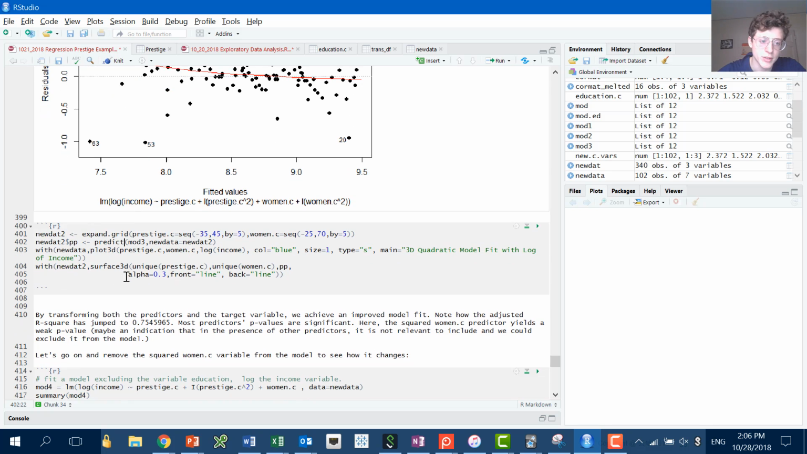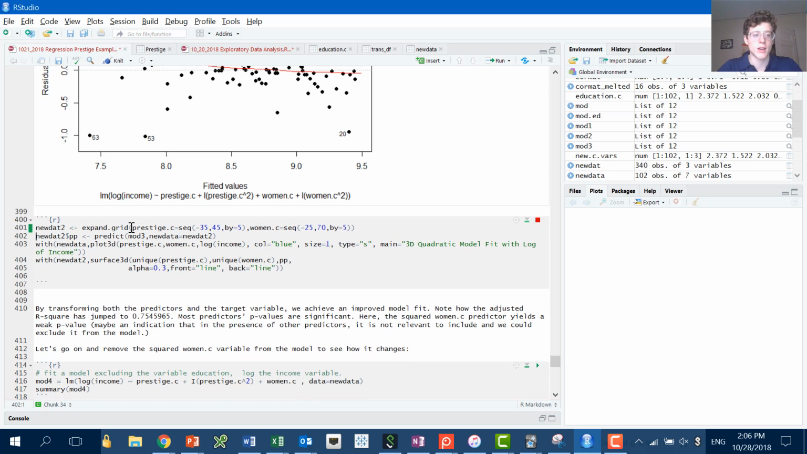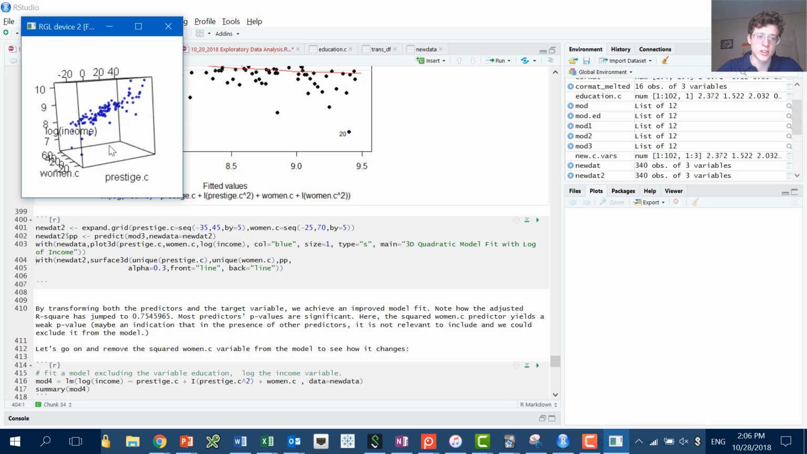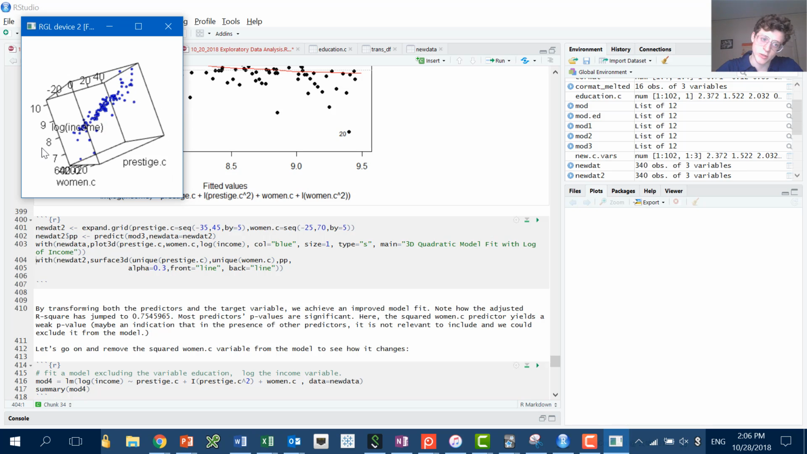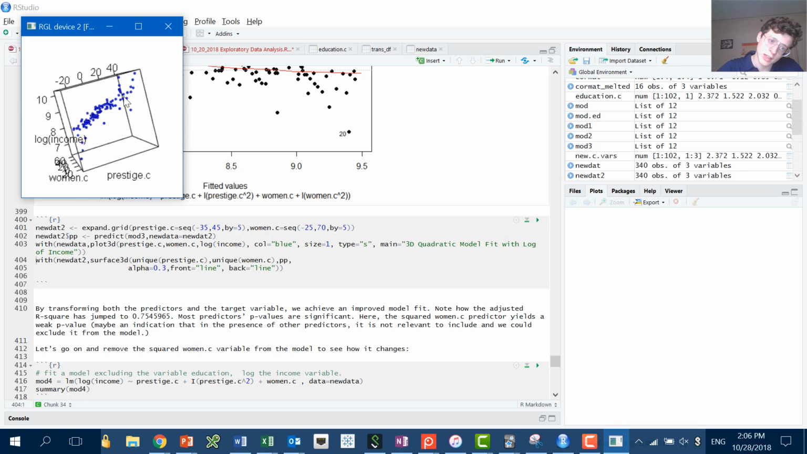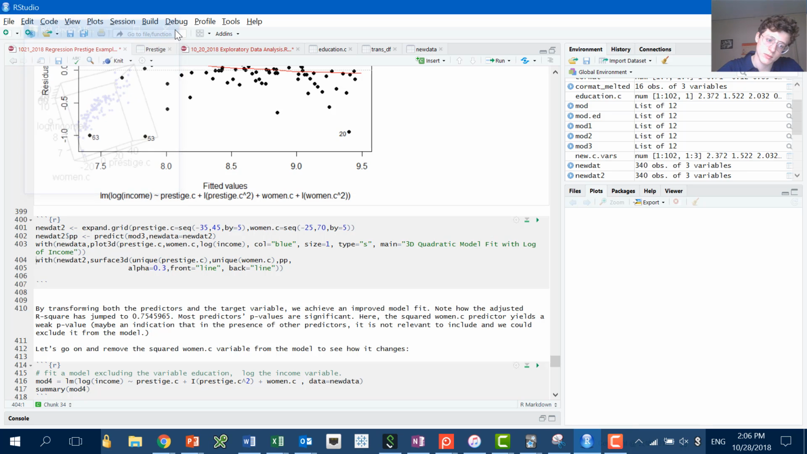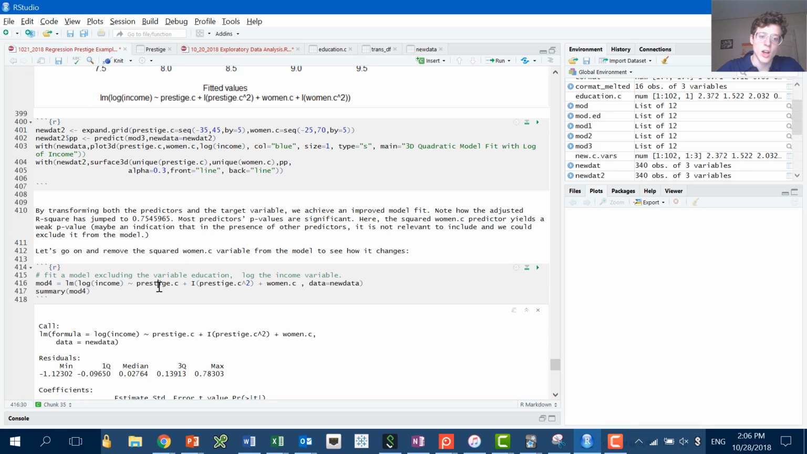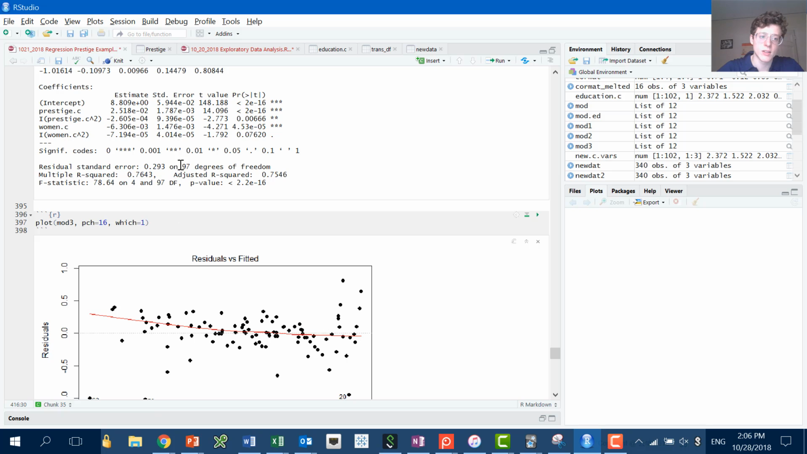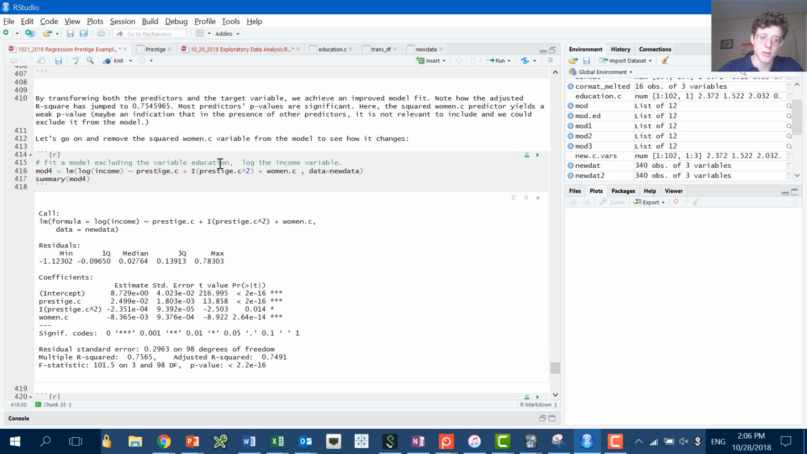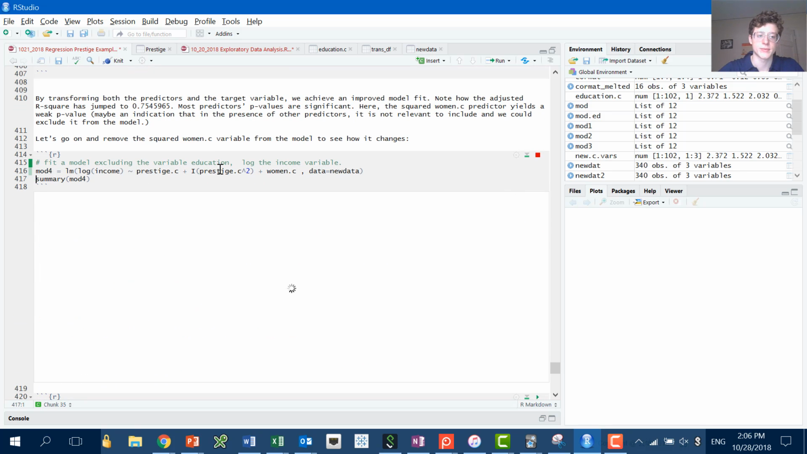Again, here's the transformation of income. Again, you can see more of a straight line, which is what we want. Women squared was not significant, was not below 0.05, so let's get rid of it. And let's see how that makes our model change.